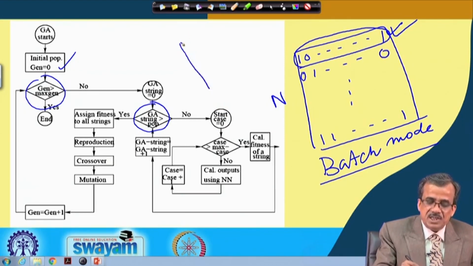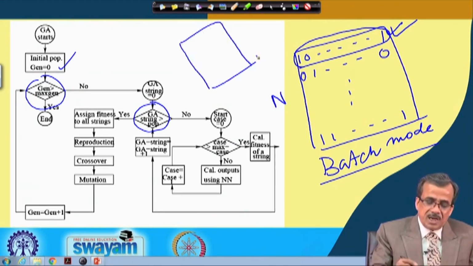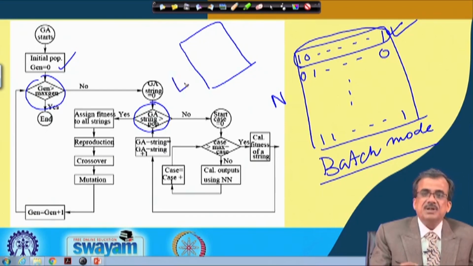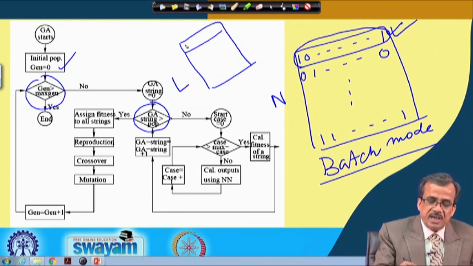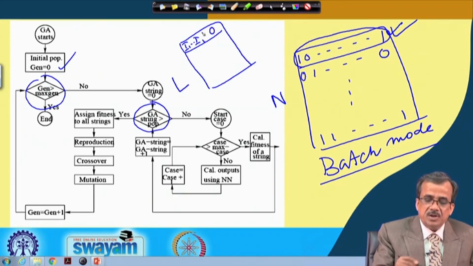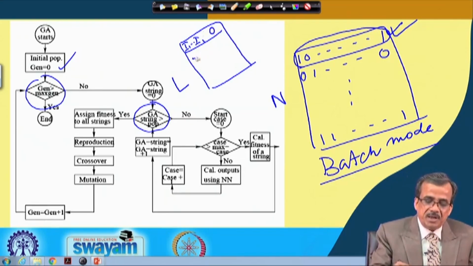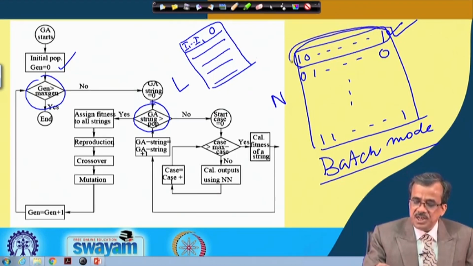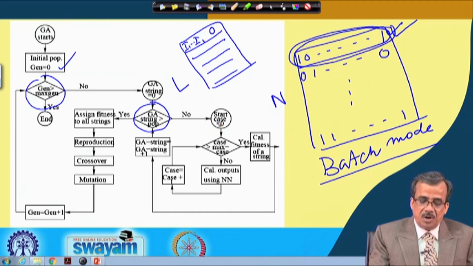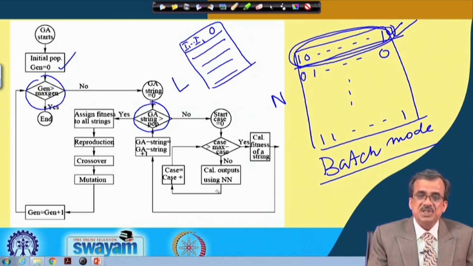Supposing that we have some training scenarios, and let me consider I have a total of capital L training scenarios. Now, each training scenario carries information of the input and the output. Corresponding to the first GA string, my neural network is ready, and I am passing all the training scenarios one after another.